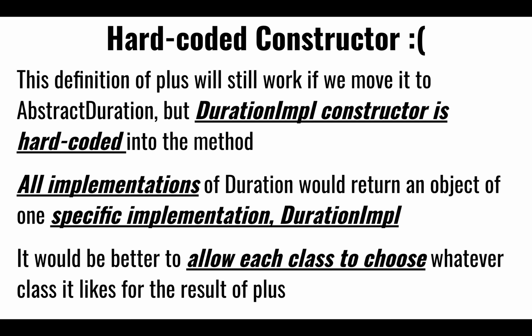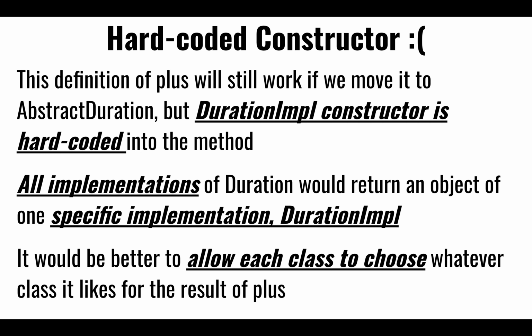the problem is that if somebody calls the plus, what they're going to get back as an instance is always the duration impl. So even if they were using a compact implementation and they pass it in, what they get back as a response is something of a different type from what you passed in as an argument. So that's going to be a problem.